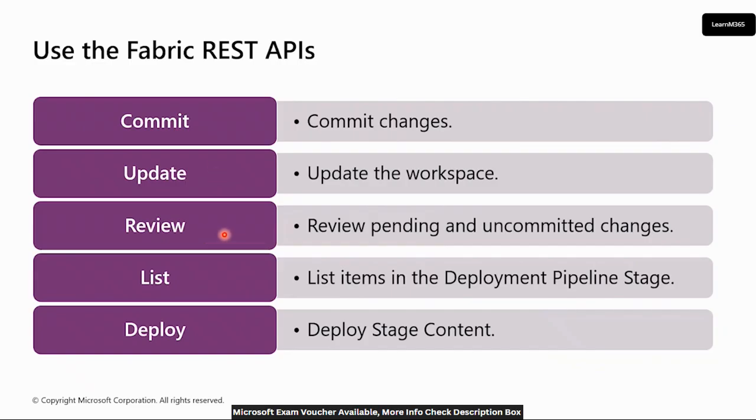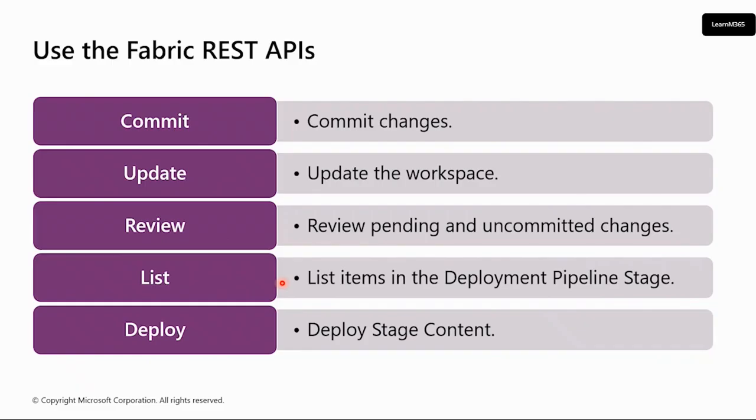Then we have review. Review lets us preview the uncommitted or pending changes, and it gives the team a chance to validate before committing. So we can review any pending or uncommitted changes. We can see which items have incoming changes. We can see which items have changes that weren't committed to Git with the Git status API. Those things we can review using this review API call.